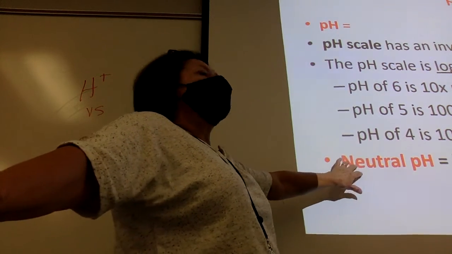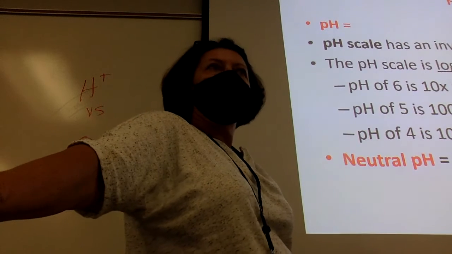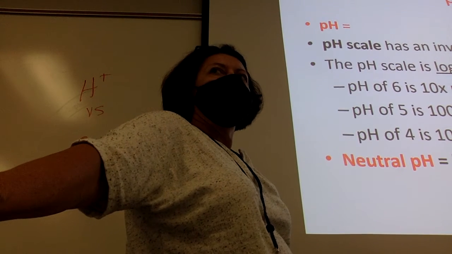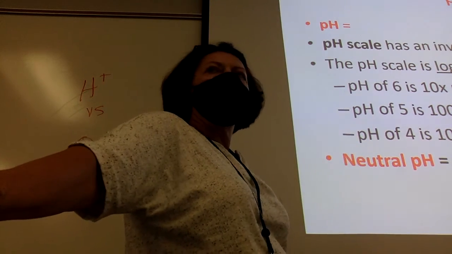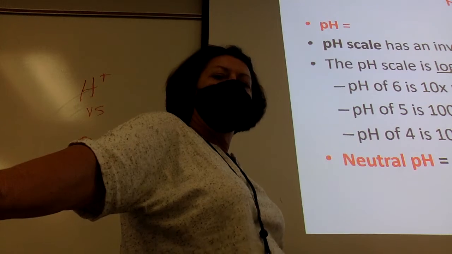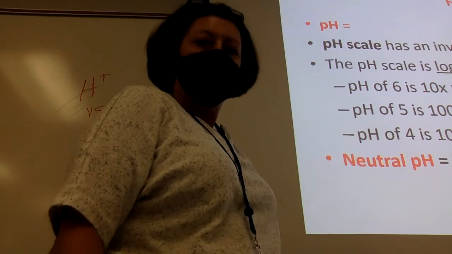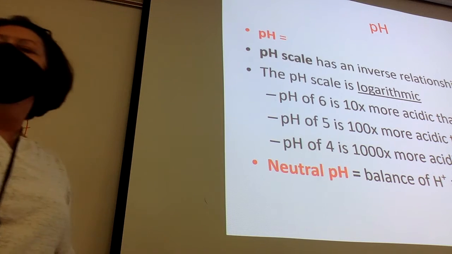Any substance that is neutral has the same amount of hydrogen and hydroxide ions. And neutral is considered 7 on a pH scale, or thereabouts. 6.8 to 7.4, somewhere in there is neutral. We always just use whole numbers when we're talking about it, but anywhere in that range.